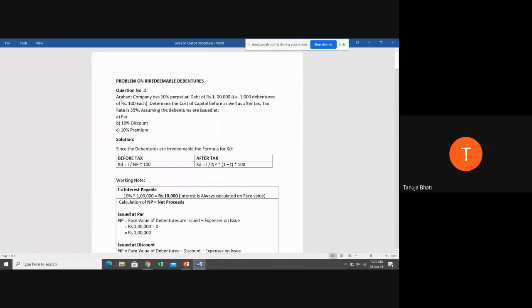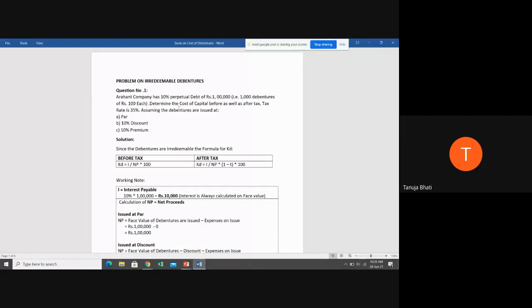Now, can anyone tell me, with this information, how do I arrive at whether the debentures are redeemable or irredeemable? Can anyone tell me which word is highlighting that these debentures are irredeemable? Yes, students? Perpetual debt. Perpetual. Very good. So the word perpetual is helping us to know that it is an irredeemable debenture.